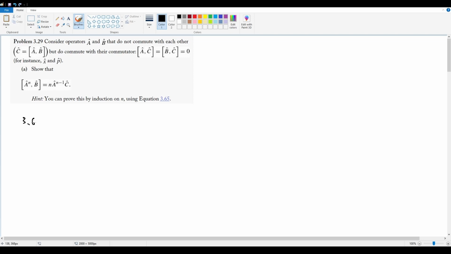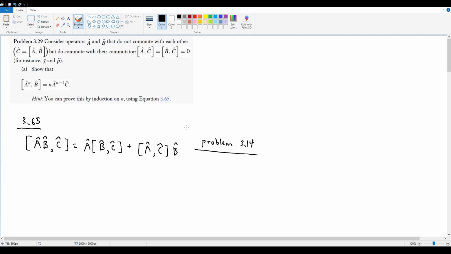So 3.65 tells us that given a commutator relation of three operators, a hat acting on b hat with c hat, this can be almost like distributed out and is equivalent to a hat acting on the commutator of b hat with c hat added with the commutator of a hat with c hat acting on b hat. And once again, we got this from problem 3.14, so go back to that if you don't remember how we proved this.